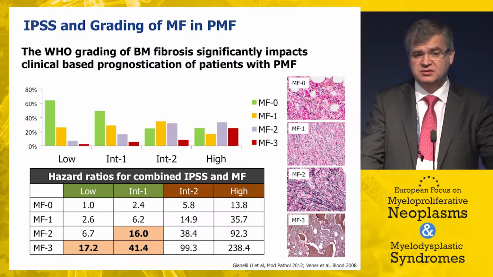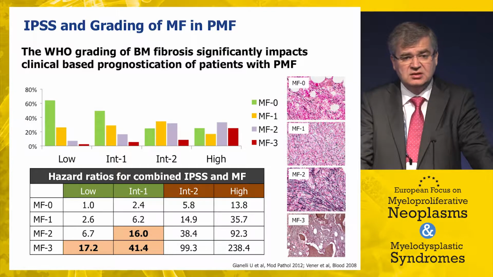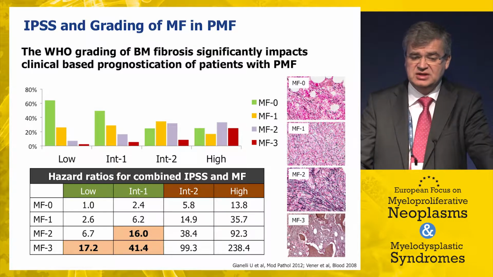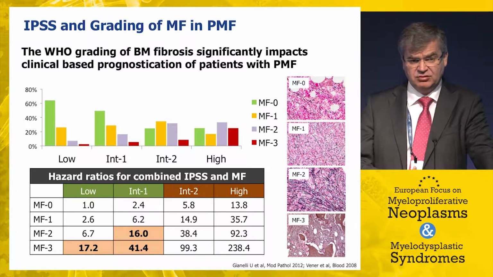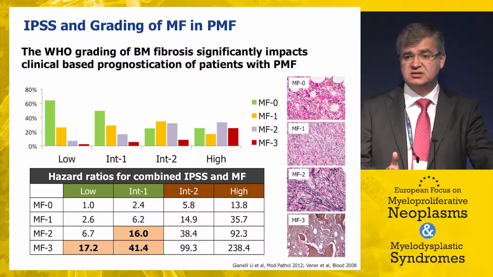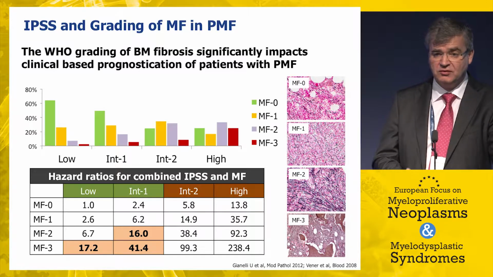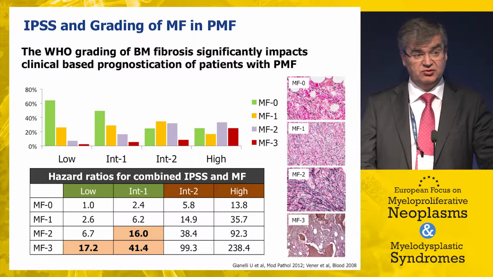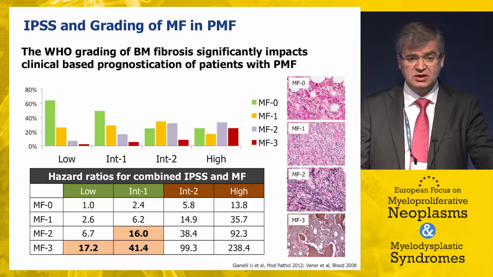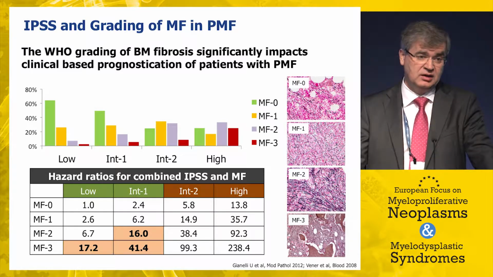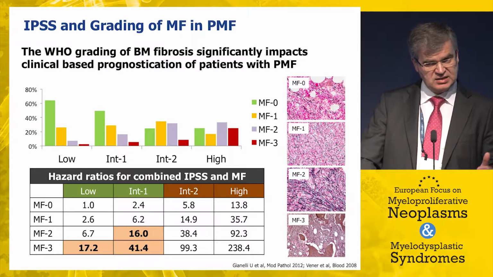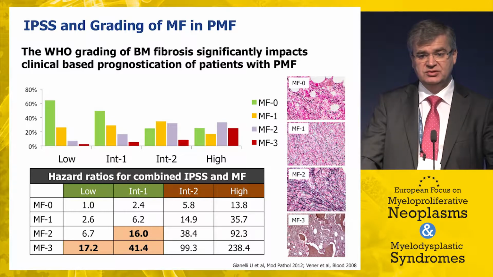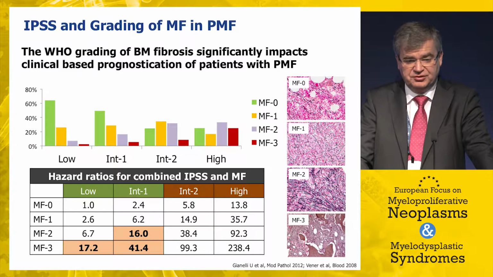So if we just focus on the low risk and the intermediate 1 cases, which are defined by the IPSS, you see there's a heterogeneity of presentation with regard to bone marrow fibrosis. Even in intermediate 1 cases, you can see cases which have a high amount of reticulin or even collagen or even osteosclerosis. And we know that these cases have worse prognosis than the non-fibrotic. So it makes sense to integrate bone marrow fibrosis in prognostification.